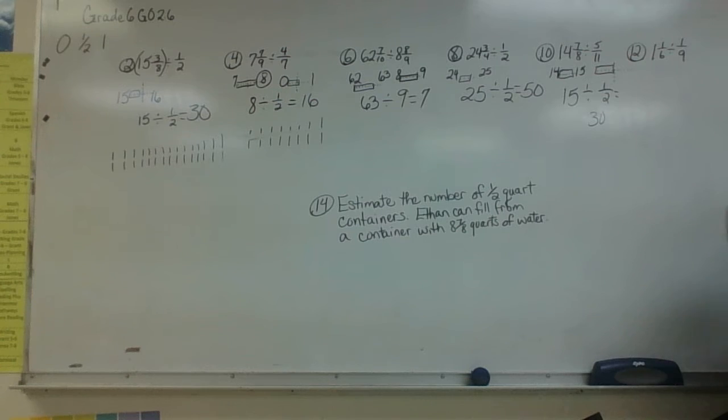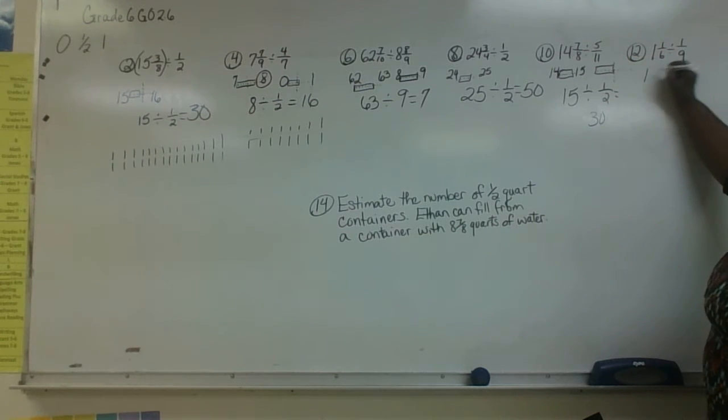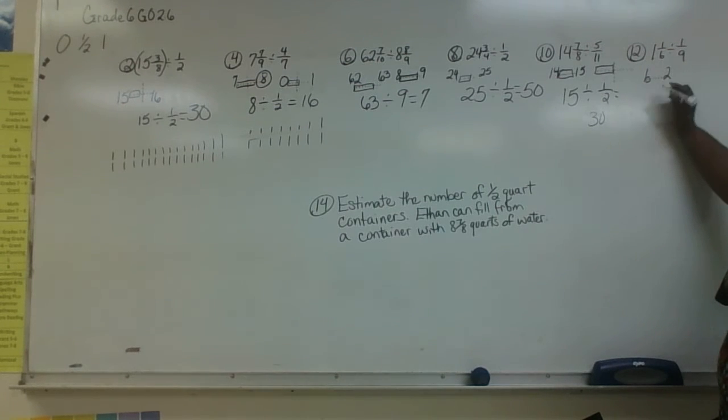We have 1 and 1/6. What we establish here is between 1 and 2, counted by 6. 1, 2, 3, 4, 5, 6. We only have 1, and we discover we are closer to the 1.